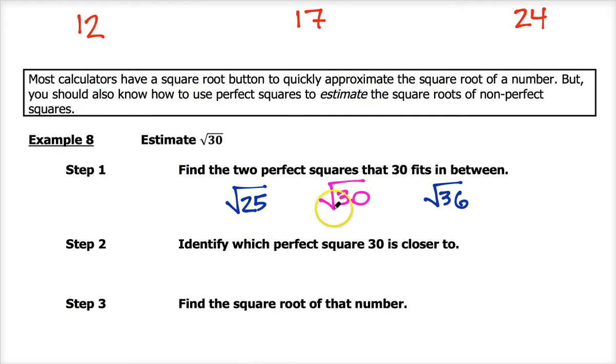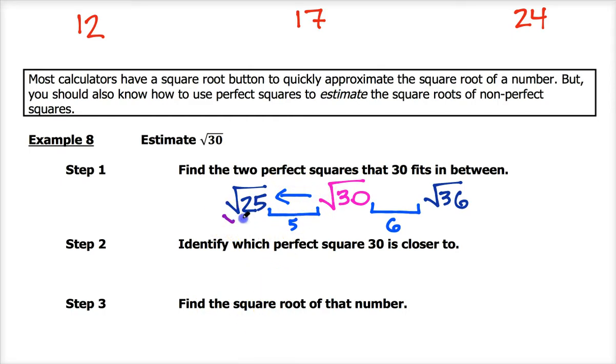Now, 30, is it closer to 25 or is it closer to 36? Well, 25 is 5 away from 30, whereas 30 is 6 away from 36. So 30 is just slightly closer to 25 than it is to 36. That's step 2, to figure out which of these numbers 30 is closer to. Step 3 is to find the square root of the number that 30 is closer to.